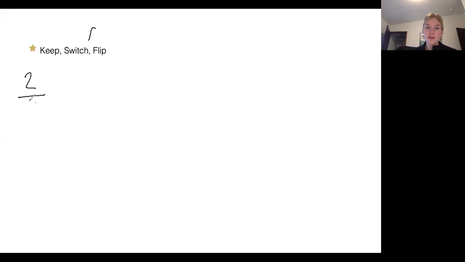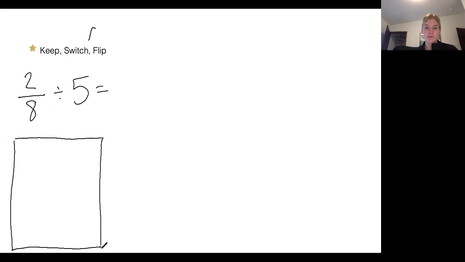I'm going to start with the fraction 2 over 8 and divide that by the whole number 5. So my fraction is going to be divided by my whole number. I'm going to give you a visual for what we're trying to accomplish here before we even solve it. So let's start with our fraction 2/8, or 2 out of 8. Let's try doing a rectangle here. So let's make 8 parts.